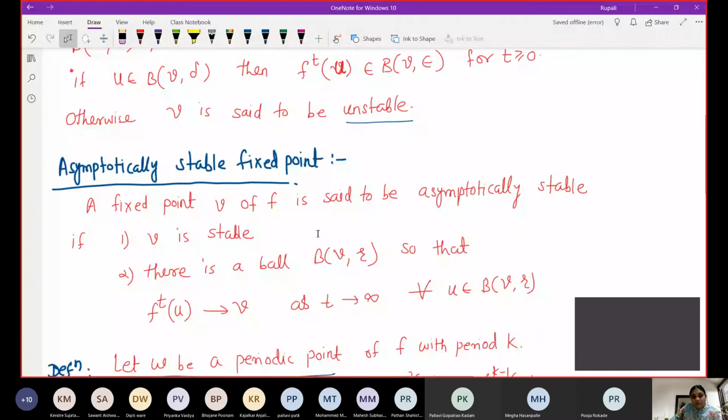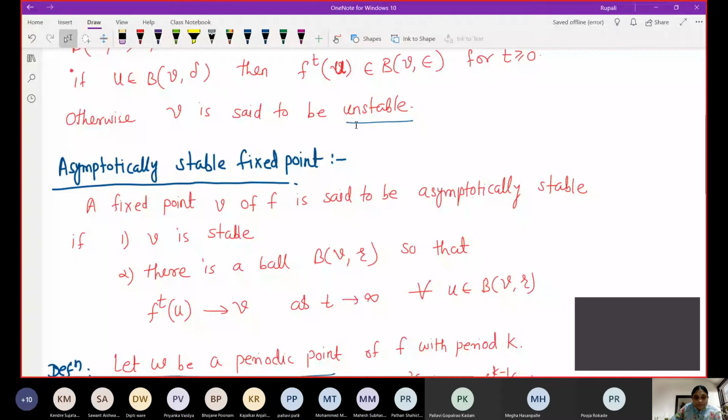So first it should be a stable fixed point. Okay, a fixed point v of f is said to be asymptotically stable. The first condition is that v is stable. Stable means the points which are near to v do not wander from v under all iterations of f.